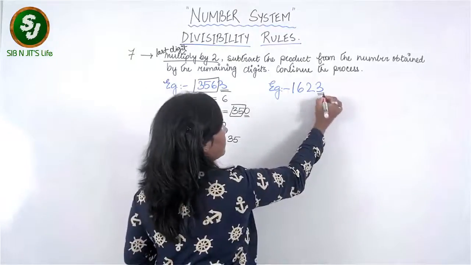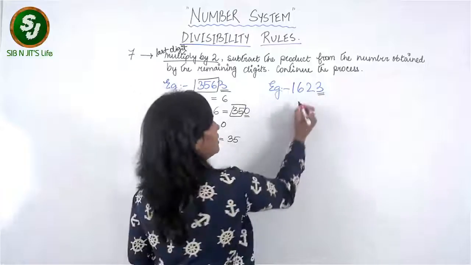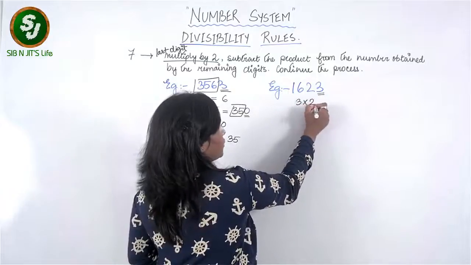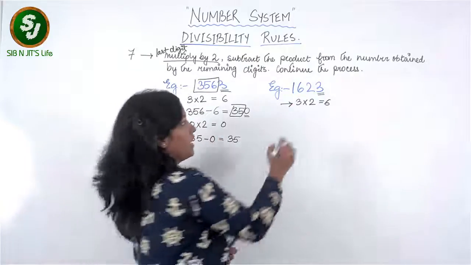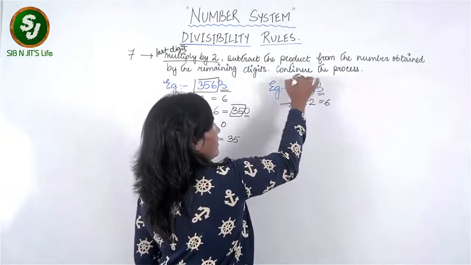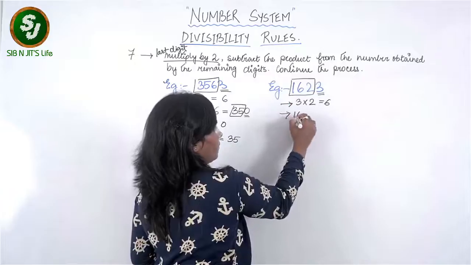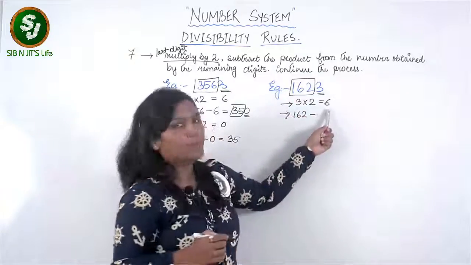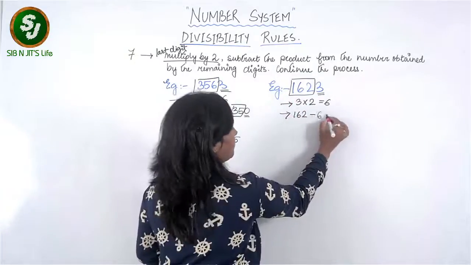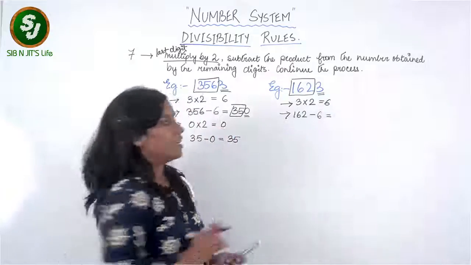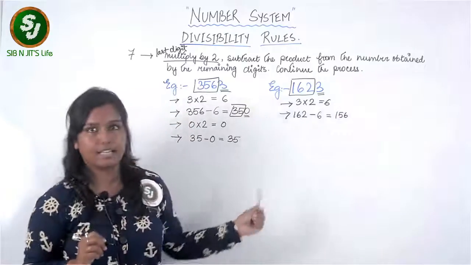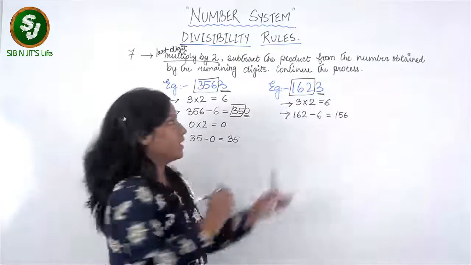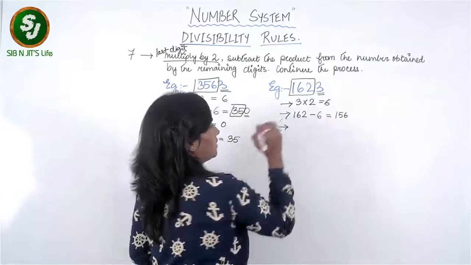What is the first step? Take the unit digit, or the last digit, and multiply by 2. We get 6. Clear? Then what are the digits which are left? 162 minus the product, which is 6. Okay? So here we will have 156. Clear? So again, repeat this process.